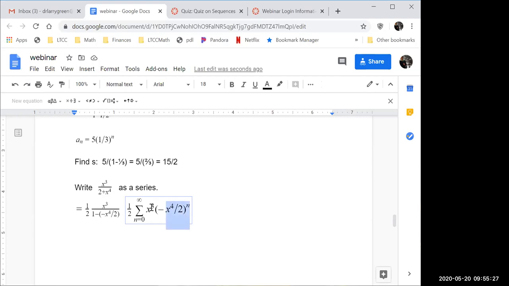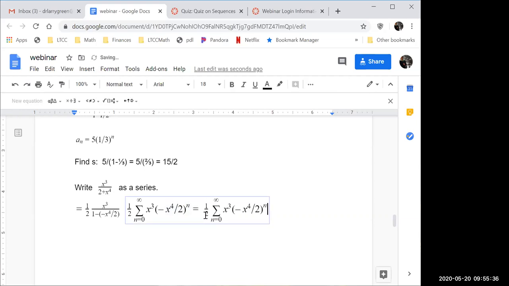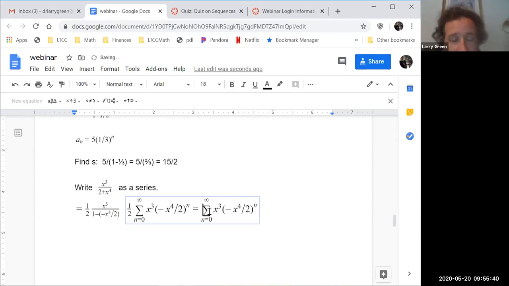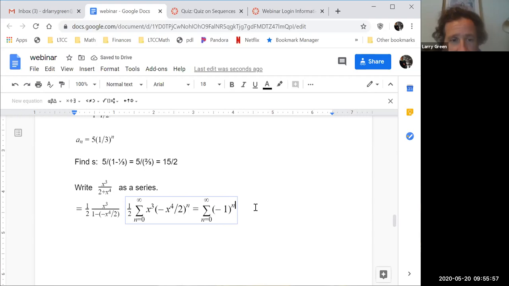Okay, I want to pretty this up a little bit because you're going to be doing a lot of that later on in the next chapter. So I want to make sure you know how to pretty it up. So first thing, I'm going to get rid of that half, and you'll see why I can do that. If you have a negative to the n, that's the same thing as a -1 to the n. Any questions on that?